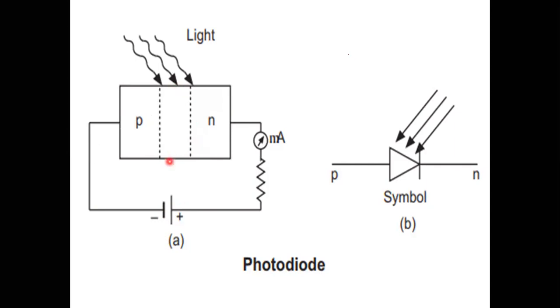So in reverse bias condition, what will happen? The depletion region width will increase. Since the depletion region width is very large, it doesn't constitute any electric current. But there is a small flow of current which is due to minority charge carriers only.